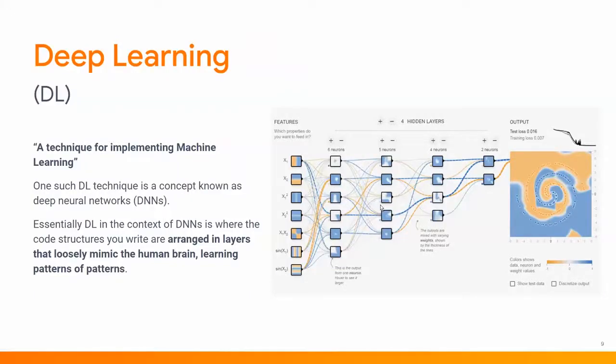Essentially, deep learning is a technique for implementing machine learning that we just spoke about on the previous slide. And one such deep learning technique is known as deep neural networks. So you can think of deep learning as the algorithm you might choose to use in your machine learning program, essentially.